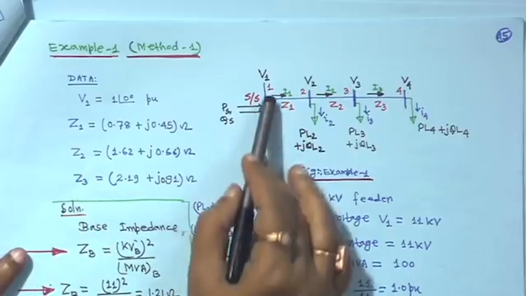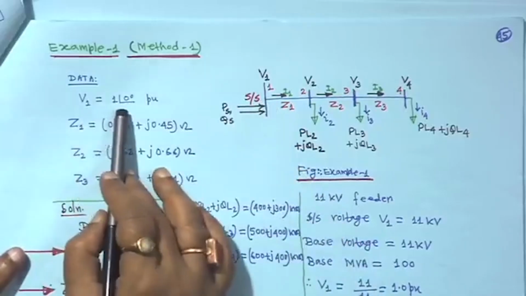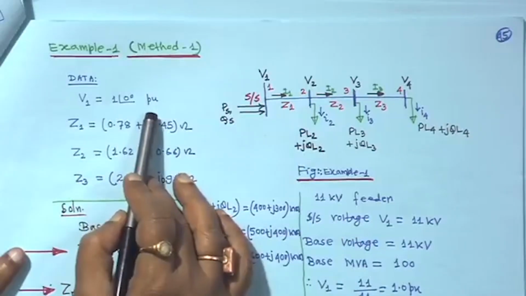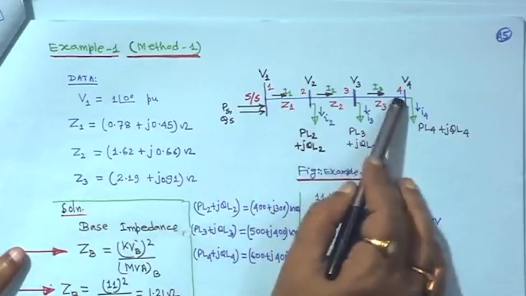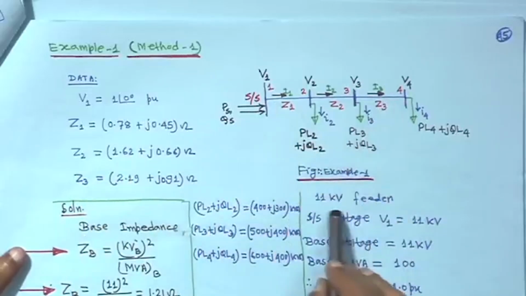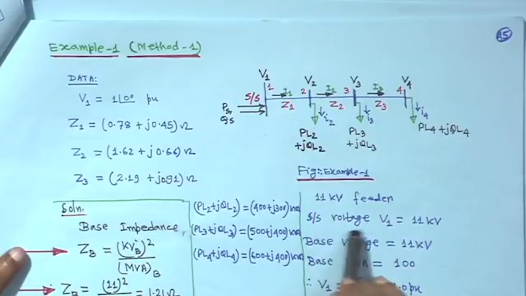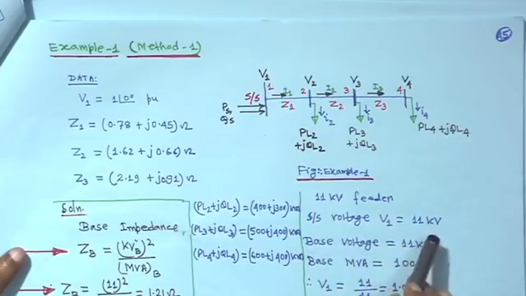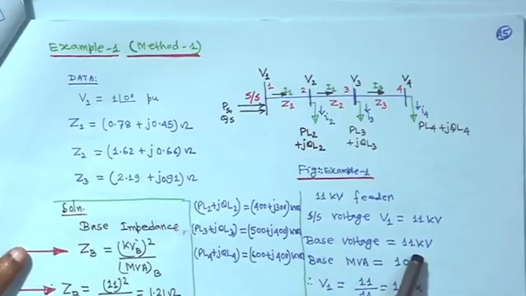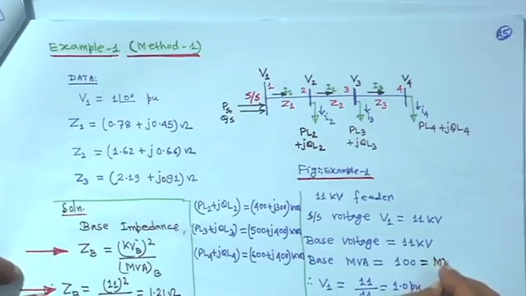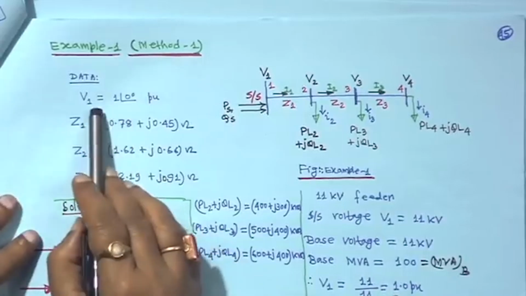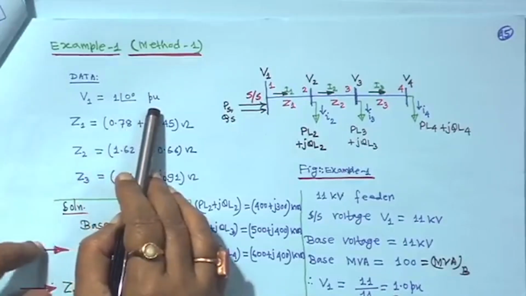Data: the substation voltage is the slack bus. So V1 is 1 angle 0 per unit. This is an 11 kV feeder, and the base voltage is 11 kV. So the substation voltage V1 is actually 11 kV in real units, and the base voltage you take is 11 kV, and the base MVA is 100. I will write this as MVA base is equal to 100. That means V1 is equal to 11 by 11, that is 1 per unit. That is why V1 is equal to 1 angle 0, that is 1 per unit.